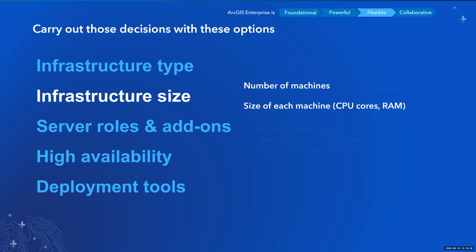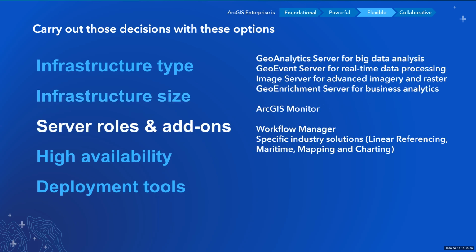Yep. And one of the other components is what server roles are you going to need? And you're obviously going to need an ArcGIS Server role. I mean, that's part of the base deployment. So you're always starting off with the server role, but do you need add-on stuff? Do you need GeoAnalytics or GeoEvent or Image Server or any of these other server roles that add on capabilities?